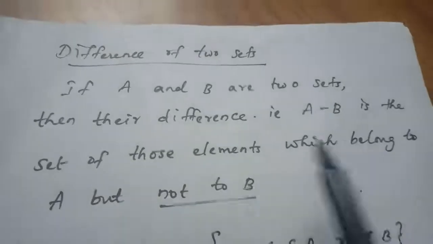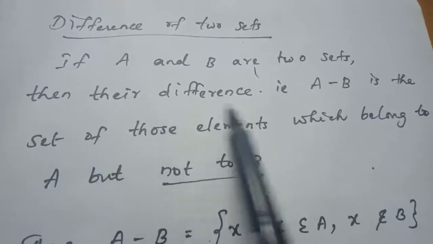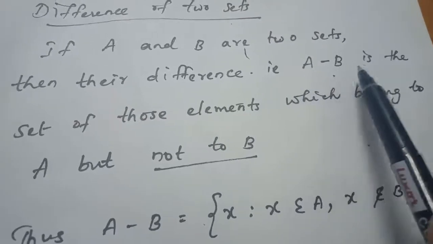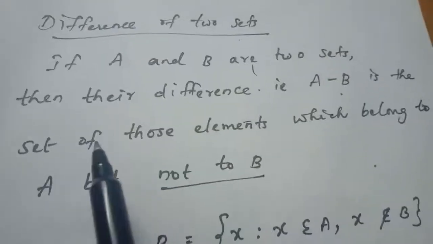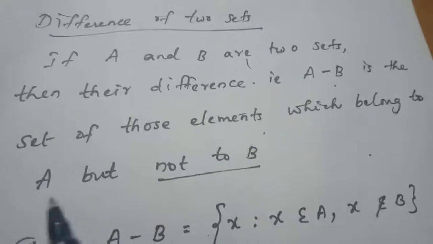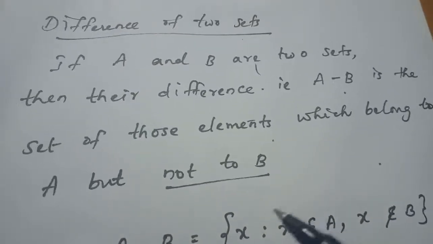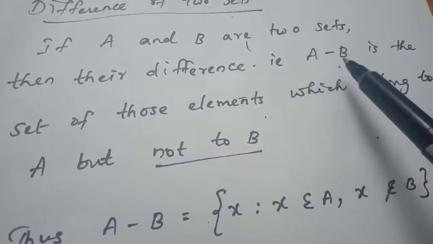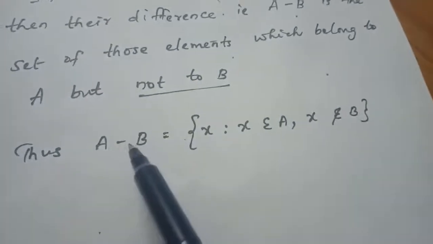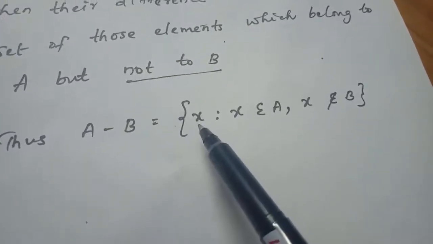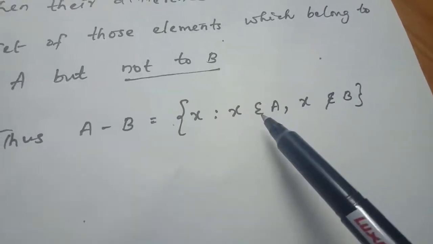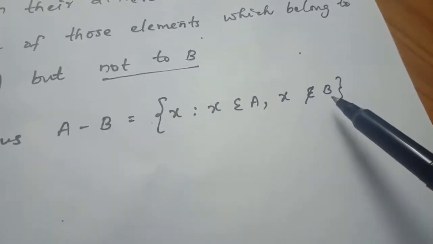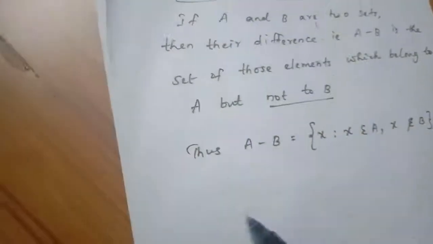Difference of two sets. If A and B are two sets, then their difference, that is A minus B, the difference of sets A and B, is written as A − B. And A − B is the set of those elements which belong to A but not to B. So if you have two sets and you are going to find the difference A − B, then you take the elements which are in A but not in B. Thus we can write A − B as the set of x such that x belongs to A, set A, and x does not belong to B, set B.